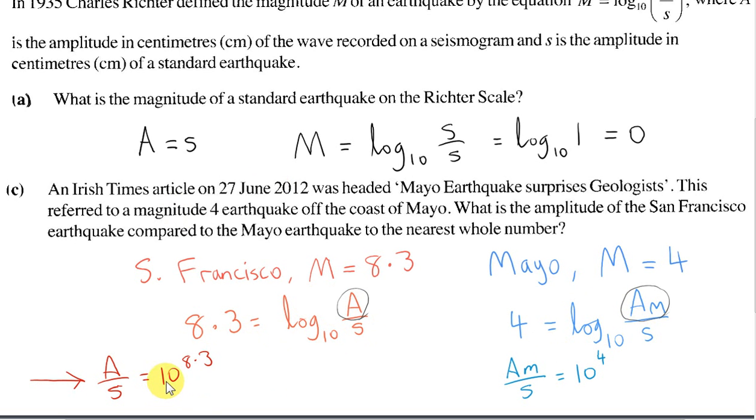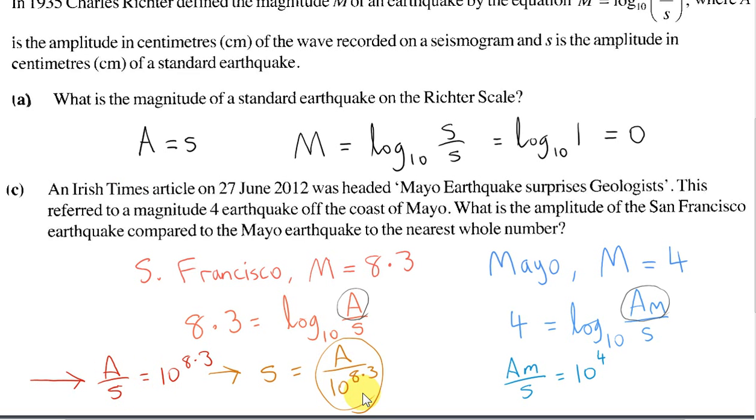Now we can see that S is common to both of these equations, so we should try and make S the subject of both of them, or we could make S the subject of one of them and plug into the other one, whichever. Okay, I'll make S the subject of this one here. So we just rearrange this equation and we get S equals A divided by 10 to the power of 8.3. Basically we can just interchange S and 10 to the power of 8.3. You get that from cross multiplying. A times 1 is S times 10 to the power of 8.3, and rearrange then to get this.